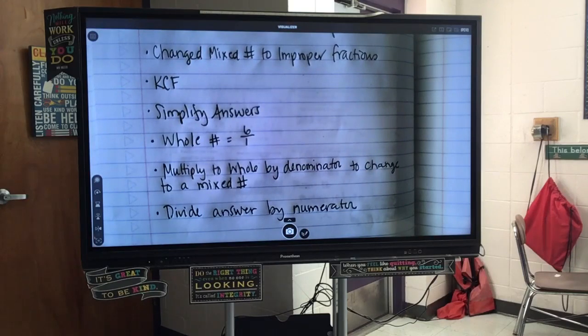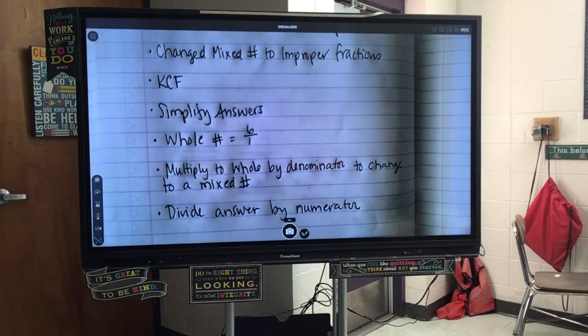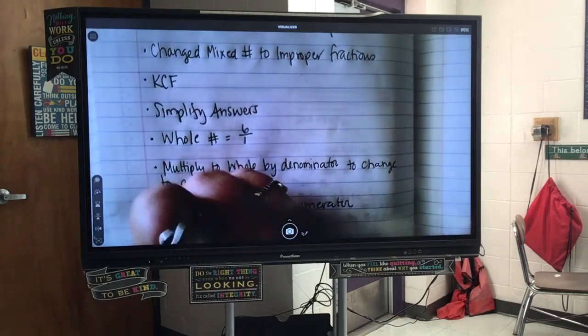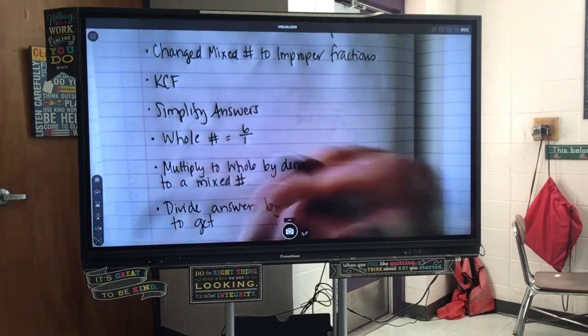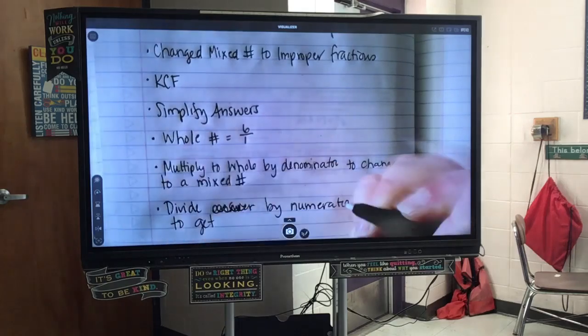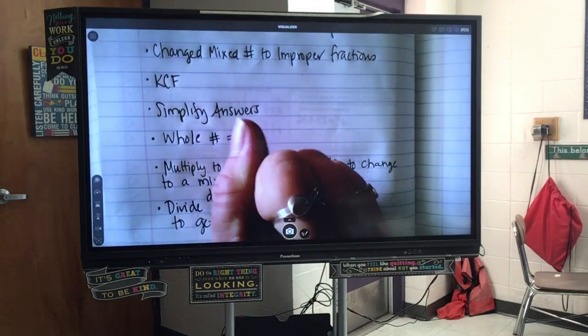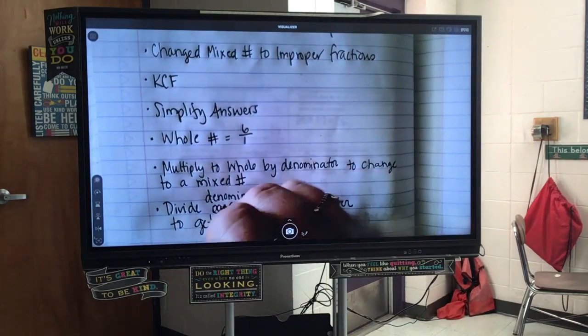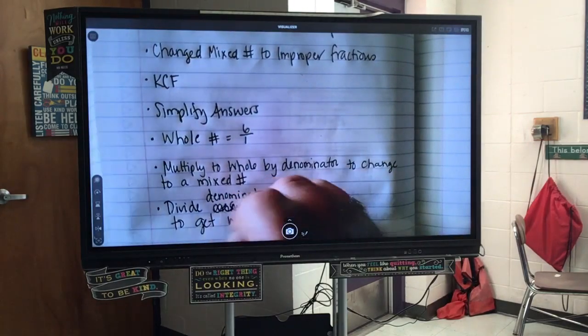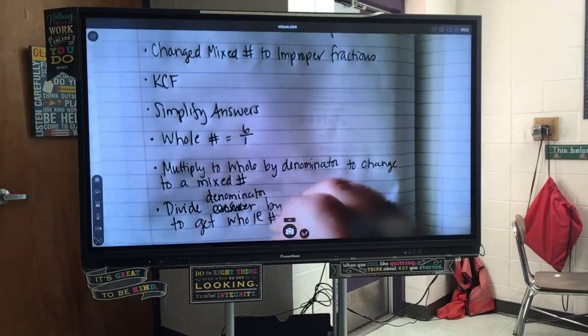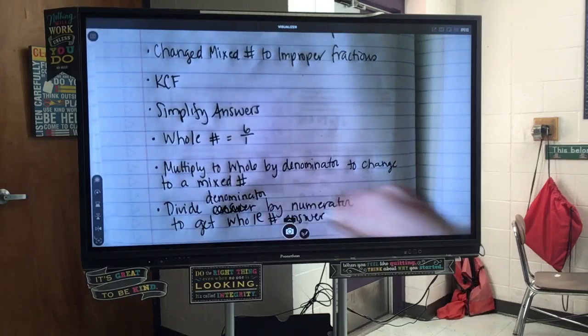So essentially when you have that mixed number, right? To get a whole number answer, you should divide the denominator, sorry, by the numerator. All right, what else?